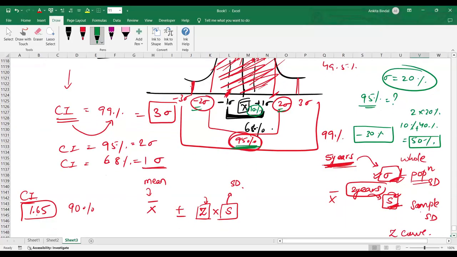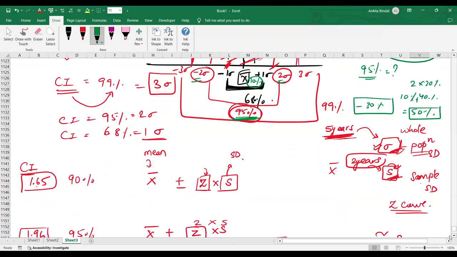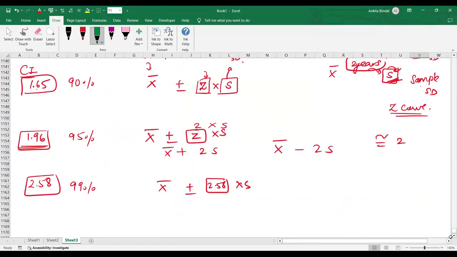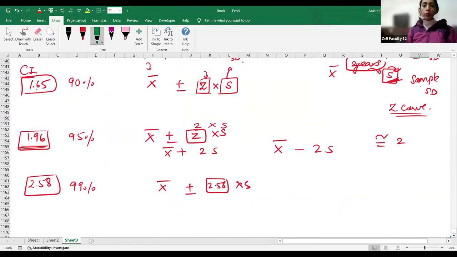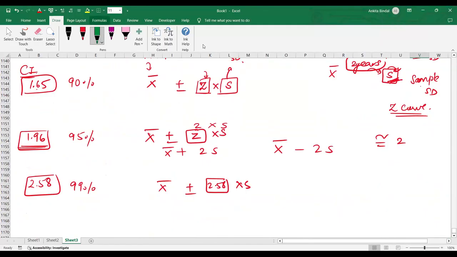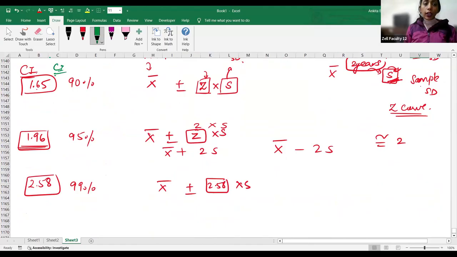Okay. Ma'am, so are we actually finding the value at risk? No, no, no. This is not VAR calculation. This is confidence interval. All right. VAR is a separate model only. It's a risk model. We are not doing risk right now. We are doing quantitative analysis.